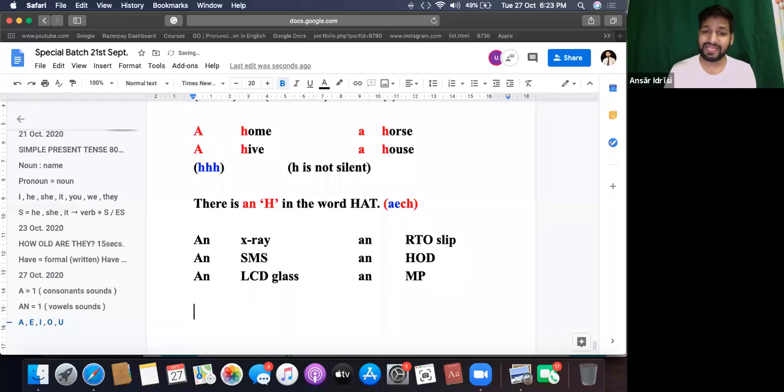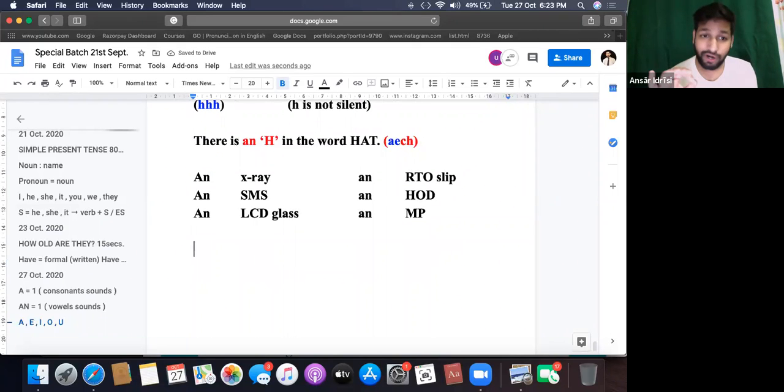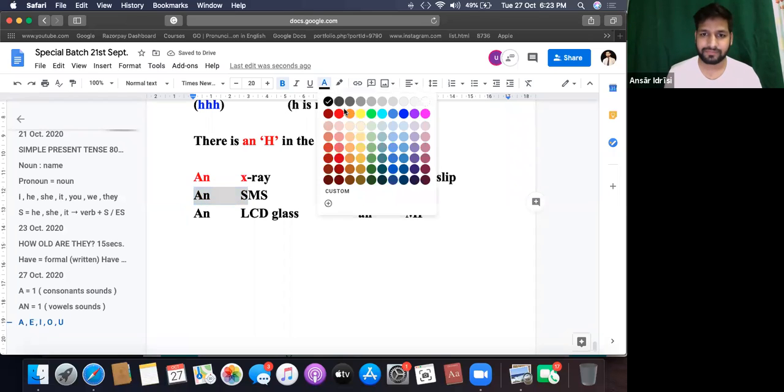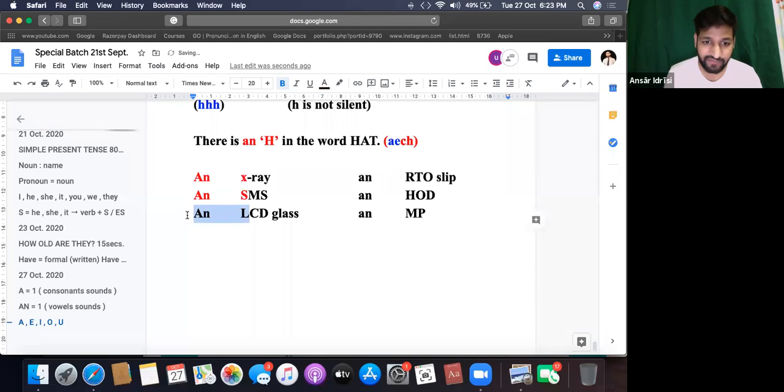If you see in these examples, our teacher taught us in school that whenever we have a word which is starting with a consonant, we put A. X is a consonant, but we are using N there. S is a consonant, but we are using N there. L is a consonant, but we are using N there.